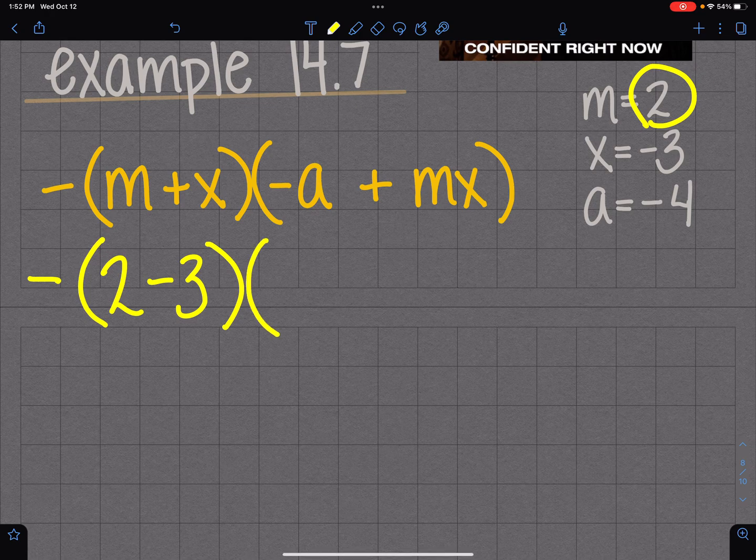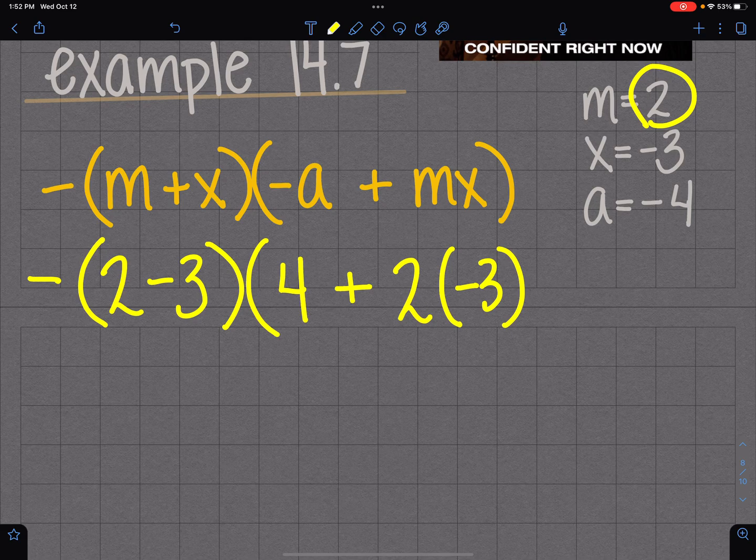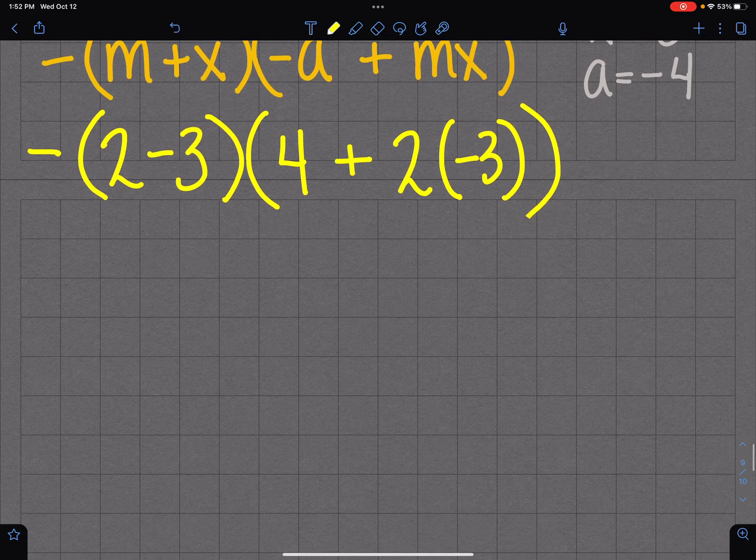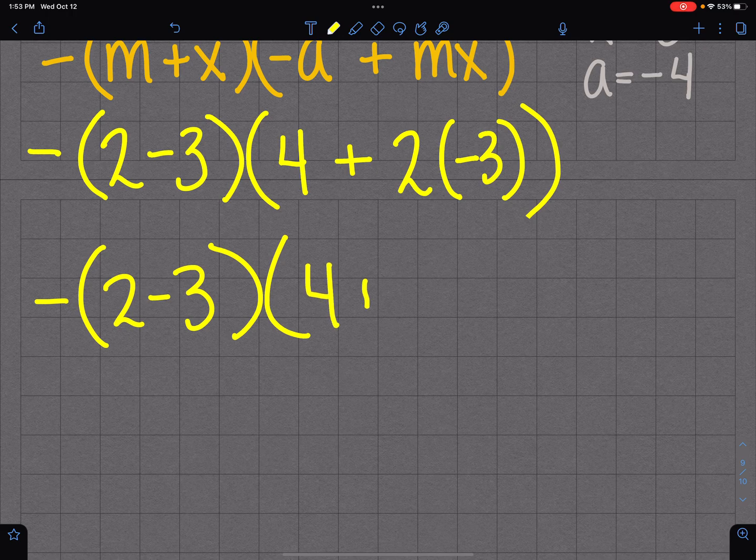Now I have the opposite of a. The opposite of a is 4 plus mx. So m is 2, x is negative 3. Okay, I didn't do brackets this time, but I think I can keep this straight. This is the nucleus. I have to start there. Everything else, I'm going to bring it down. Negative 2 minus 3, 4 plus a negative 6.